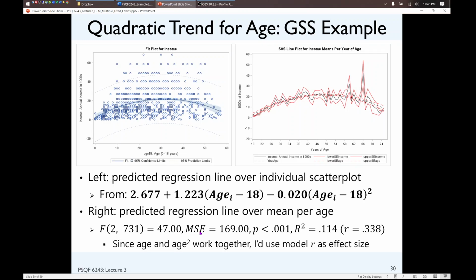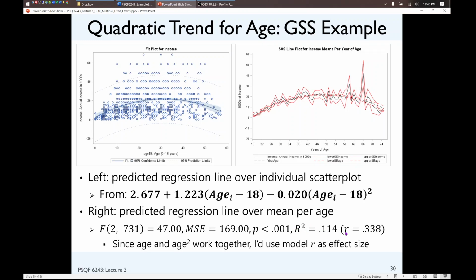MSE stands for mean square error or mean square residual. That is your residual variance. It is estimated at 169, so that is the amount of variability in income that is unexplained by age that is left over. This F test statistic is significant at a level of less than 0.001. So if our alpha were 0.05, then we would call this significant. And the R-square that was generated by this prediction is 0.114.